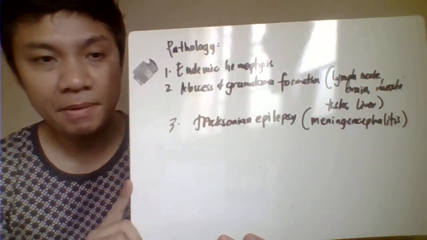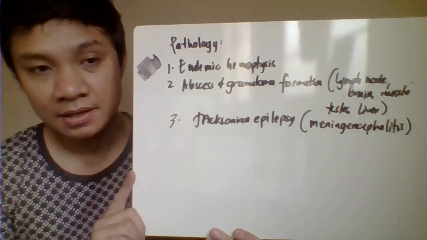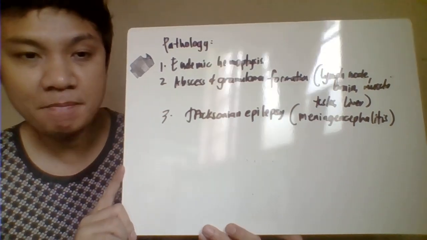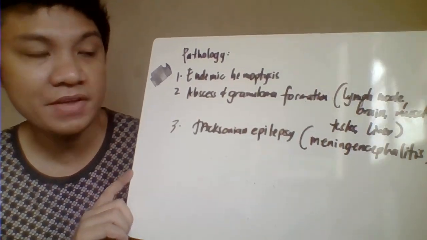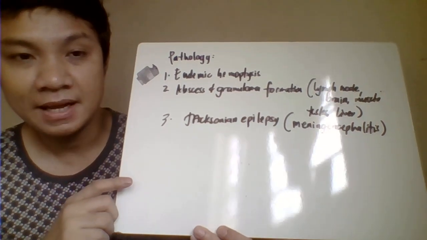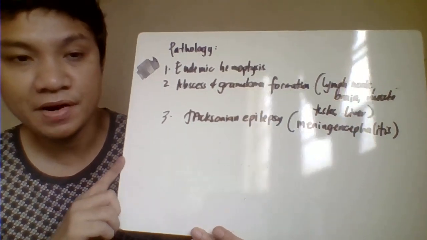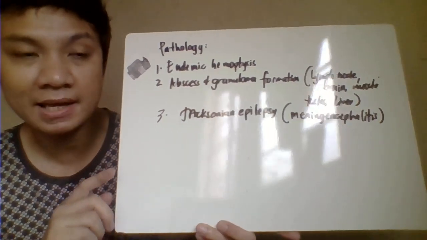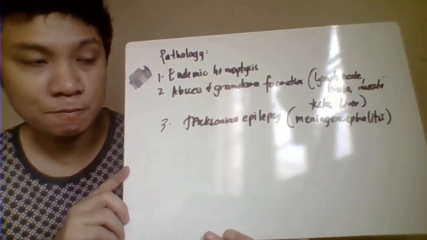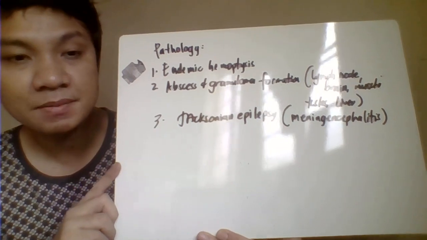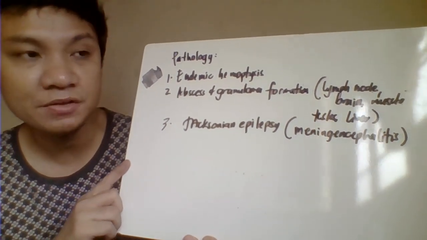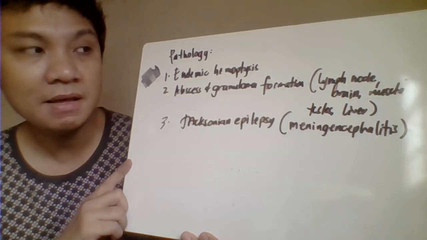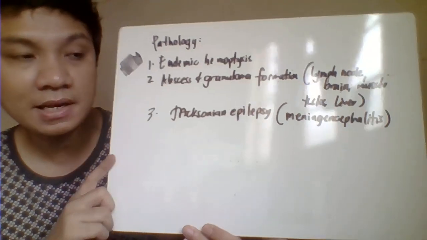Okay, then we have the pathology related to Paragonimus westermani infection. So we have the endemic hemoptysis. Again, this is characterized by fever, sweating, headache, or back pain with bloody, rusty sputum. The second one is abscess formation or granuloma formation found in the lymph nodes, in the brain, in the muscles, testes, and the liver.